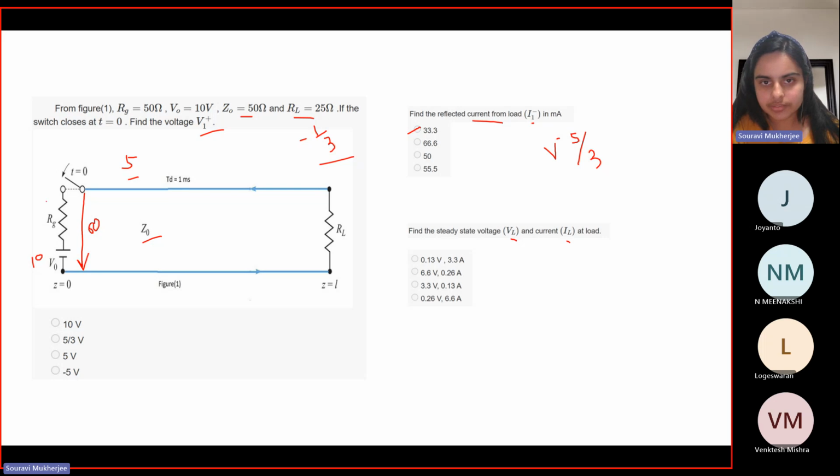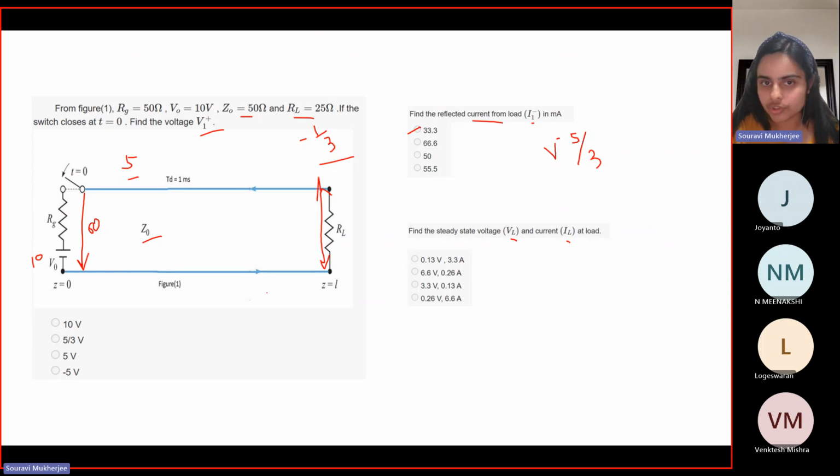So your incident voltage was 5. Out of that, 5 by 3 has been reflected, right? So what is the voltage that reaches your load? That should be nothing but 5 minus 5 by 3, right? That should be the voltage at the load. So if you do 5 minus 5 by 3, you would get the voltage at the load.